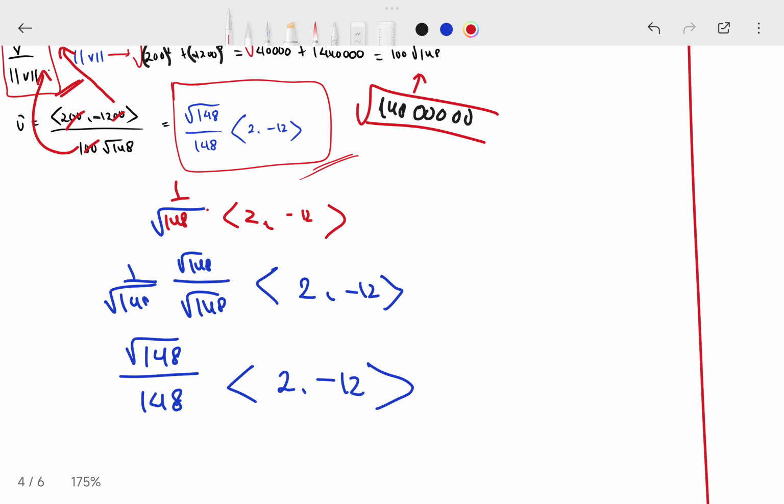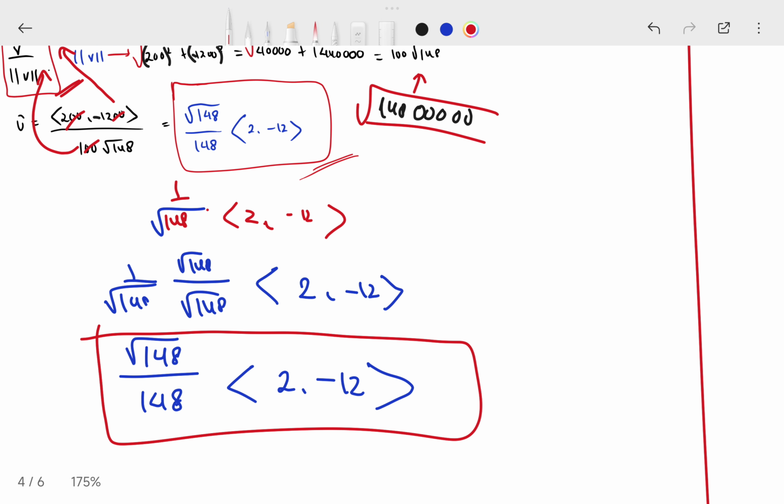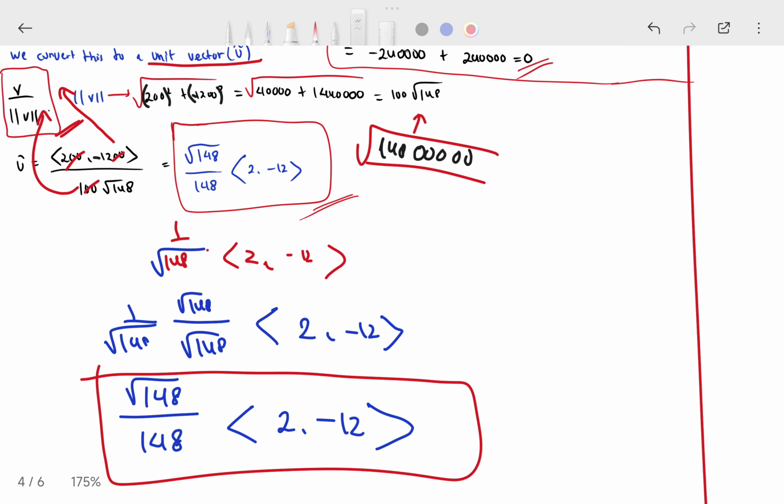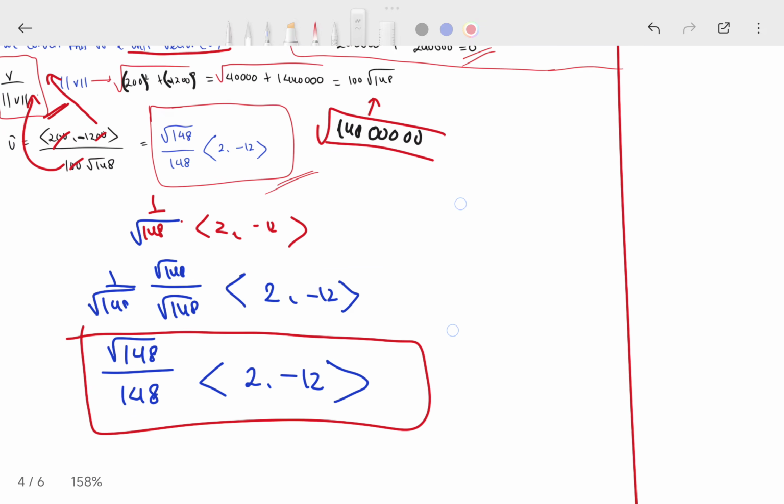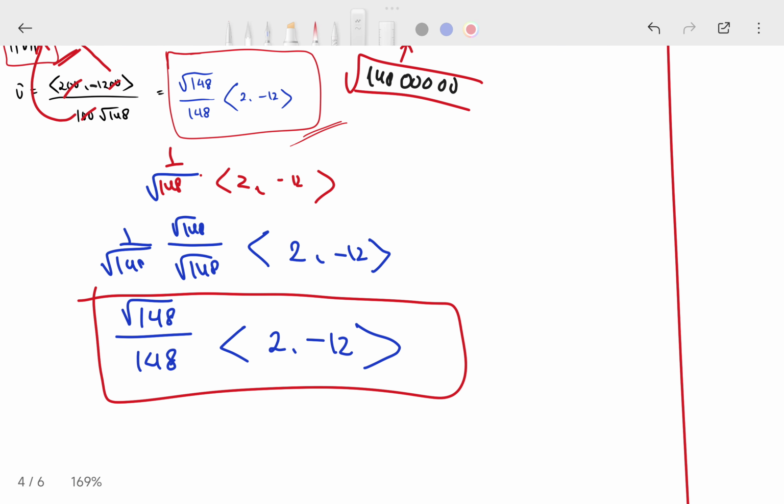Okay, so this is our answer. I think that's all for number 3. If there's any question, you can just put it in the comment below, and thank you.